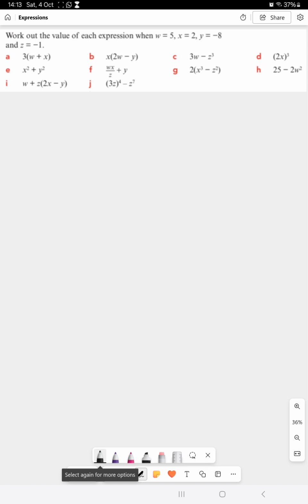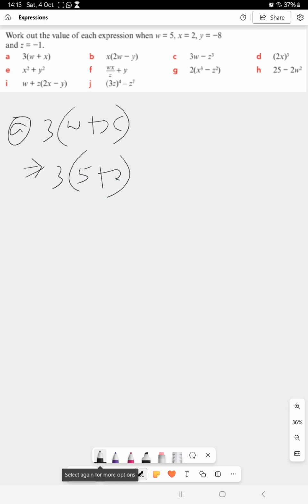Now, question 1, the question says, work out the values of each expression. When W is 5, you're given those values there. Now, the first one is A. We are given 3 into W plus X. Now, we are substituting the values. X is 2 and W is 5. And therefore, when I substitute, it will be 3 into 5 plus 2. And this gives you 3 into 7, and this gives you 21.